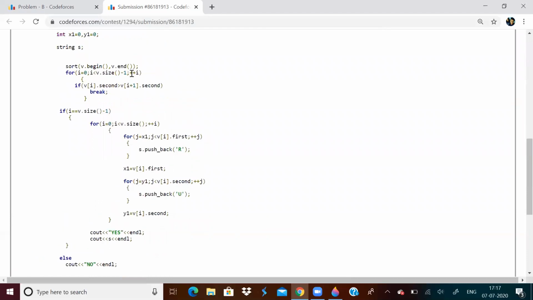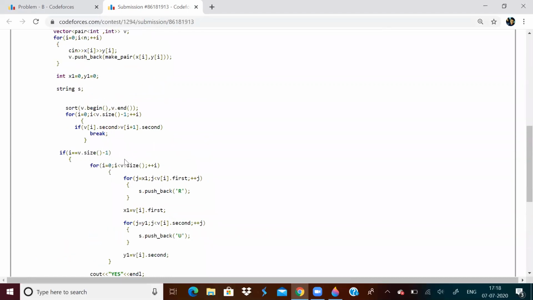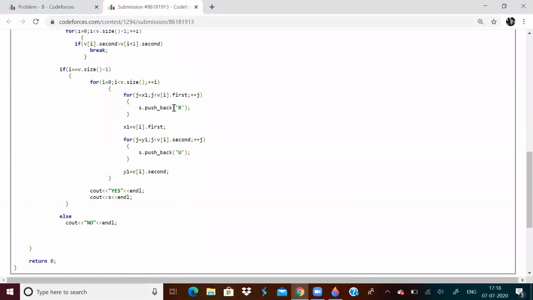If this entire loop runs successfully, you will come to this point, if i equals v dot size minus 1. So if the entire loop runs, yes, there is a path. And it's very simple to get the path. Basically, we need to take two variables x1, y1. We need to tell how many times we have to go right and how many times we have to go up.